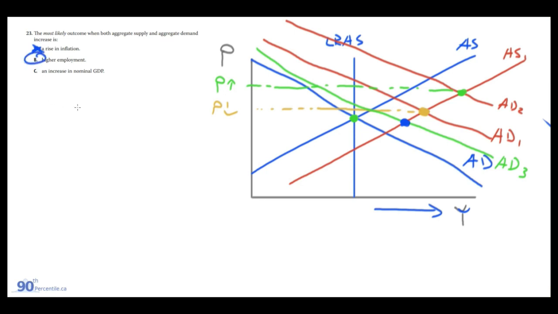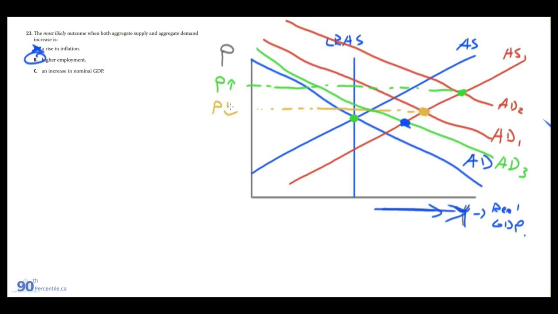If we're coming back to C, an increase in nominal GDP is a little bit tricky. Once again, it depends on the price level. The way to think of it is that this is actually real GDP. So we have real GDP increasing, but depending on where these lines intersect and the price level, we don't really know the impact on nominal GDP without knowing the magnitude of these shifts. So all we know for sure is that employment is going to increase.